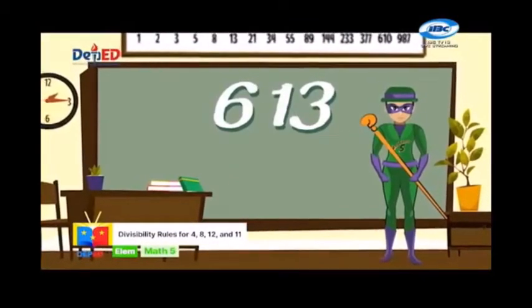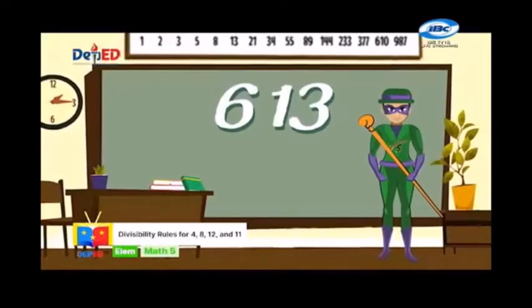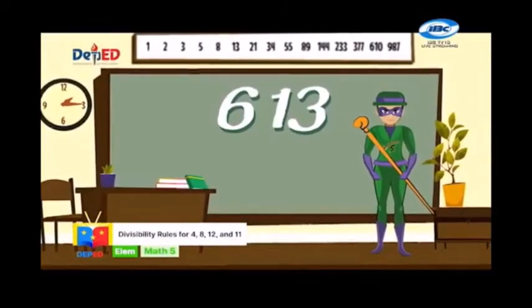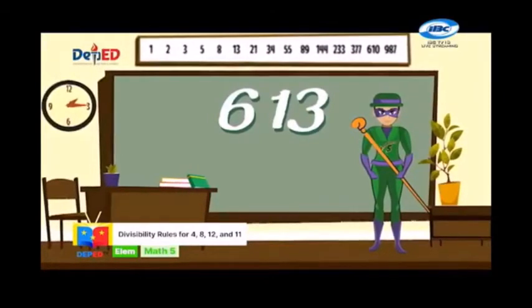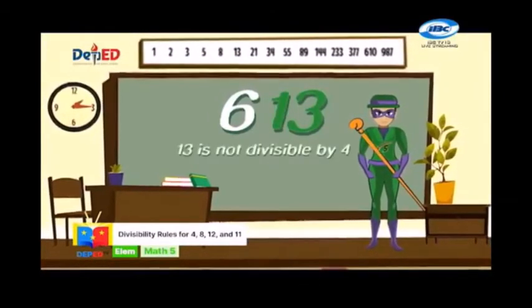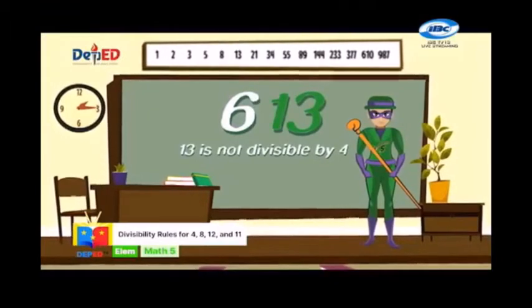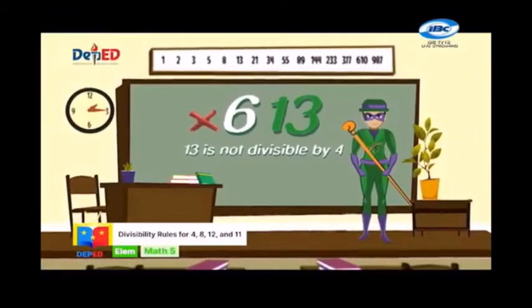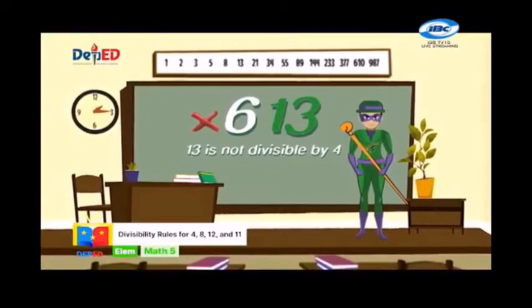613. Is 613 divisible by 4? Let's take a look at the last two digits of the number. The last two digits of 613 is 13, and 13 is not divisible by 4. Therefore, our answer is no. 613 is not divisible by 4.